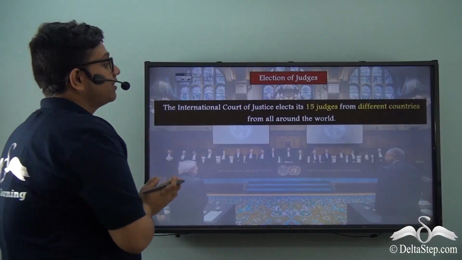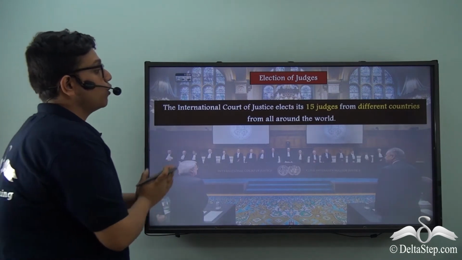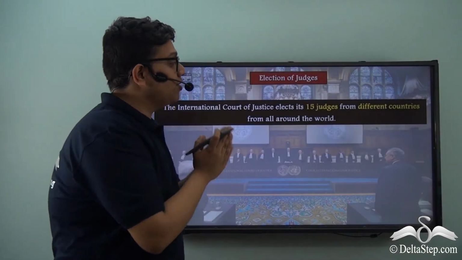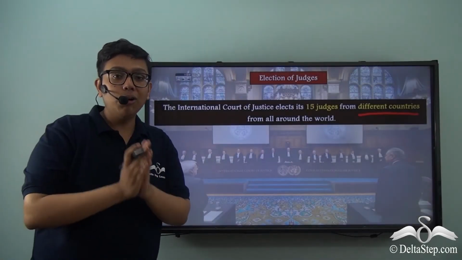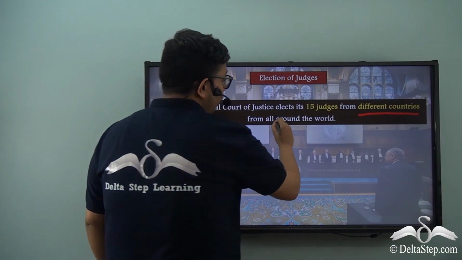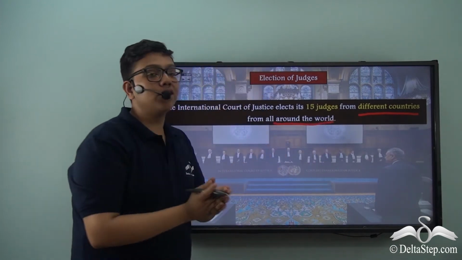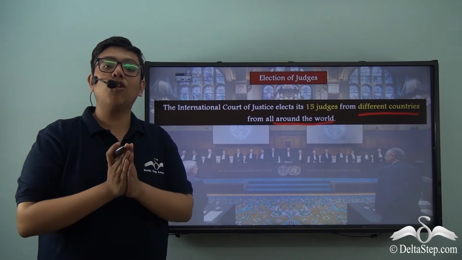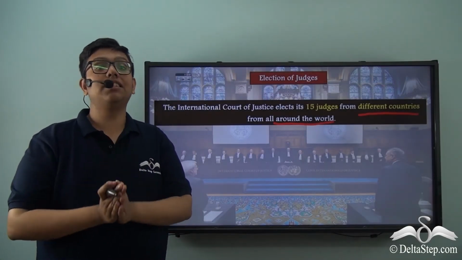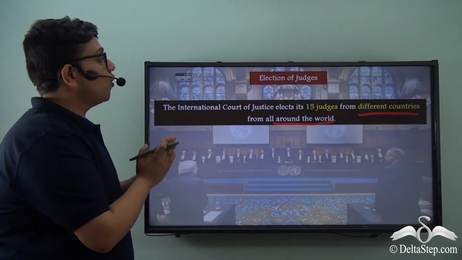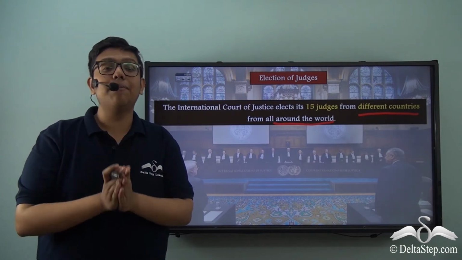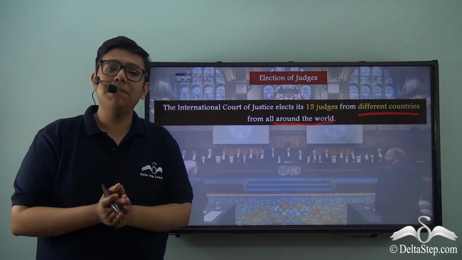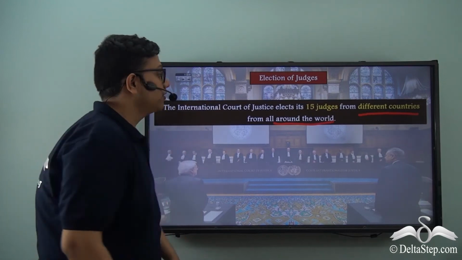Now, while electing the 15 judges to the International Court of Justice, it is important to ensure that each judge is from a different country, and therefore all the judges are from all around the world. While such a provision also exists while electing the non-permanent members of the Security Council, that is done to achieve geographical representation. In the case of the election of the judges for the International Court of Justice, this is done to get legal representation. Now, what exactly do I mean by this term legal representation?